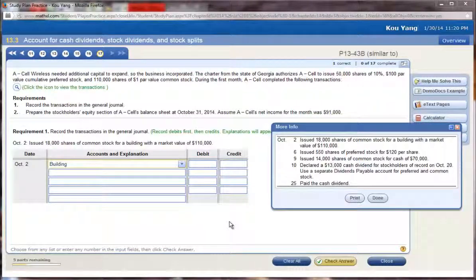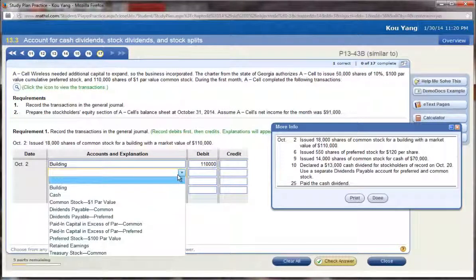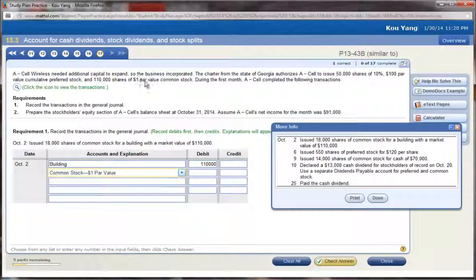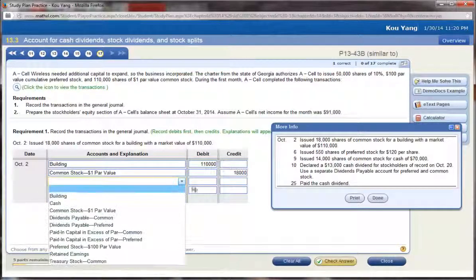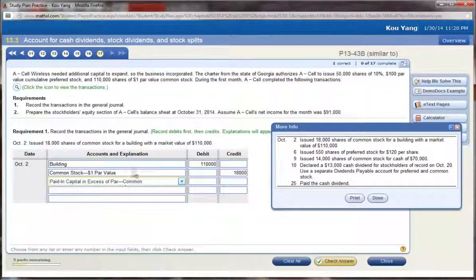Since the building is valued at 110,000, that's what we're going to record for the building. Our credit will be common stock for $1 par, because that's what it is right here. And since we issued 18,000 shares, that's times 1 equals 18,000. And like I said before, when we have excess, which we do, it will be paid in capital in excess of par for common, because we issued common stock, for that difference.